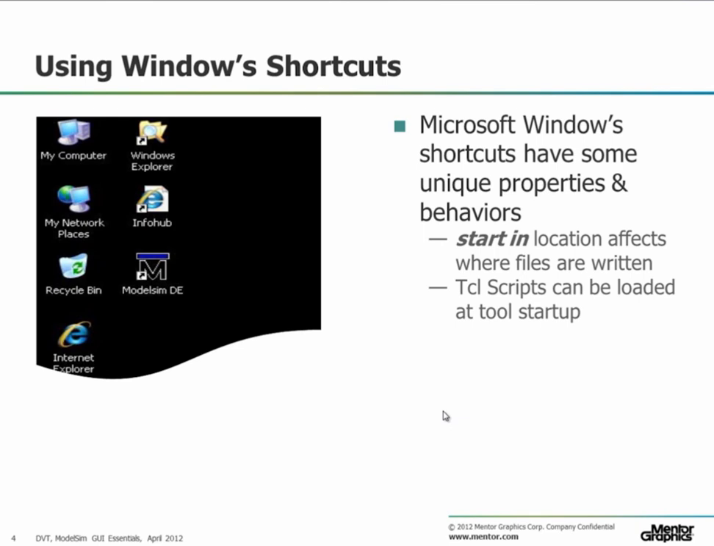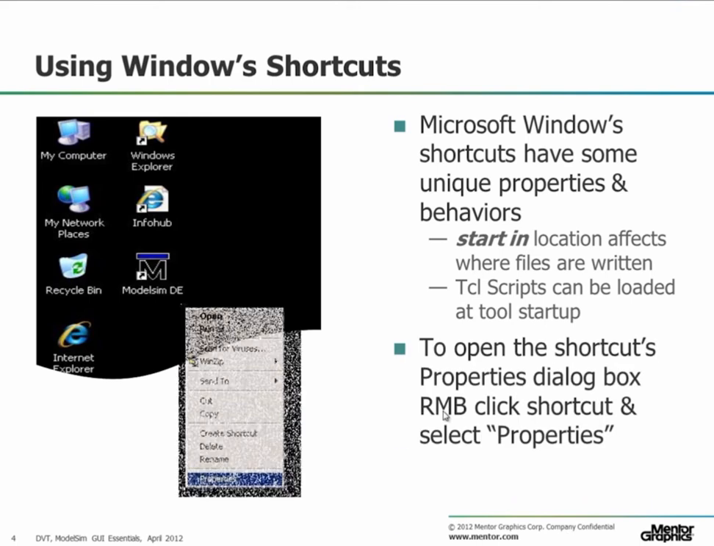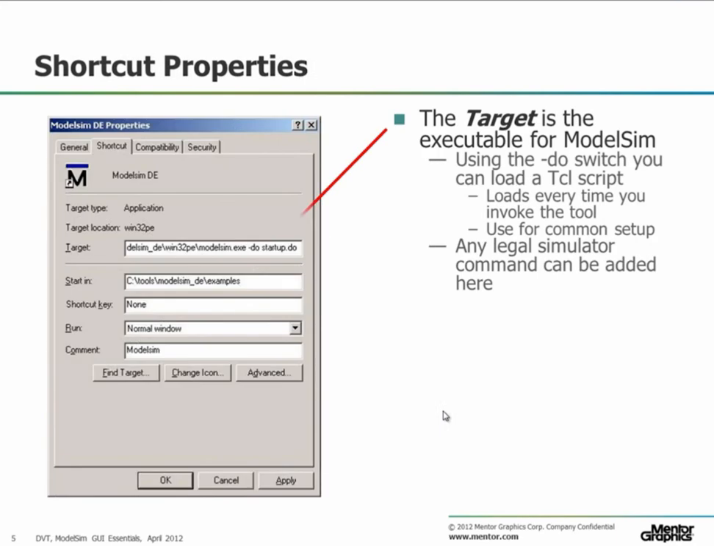Most people are using it in a Windows environment, and one of the things I always used to get annoyed with is that every time I started ModelSim, I had to go change directory to my project directory. So I create a shortcut on my desktop, then I right-click on it and open the properties, and there I can modify it and say, okay, when you launch ModelSim, automatically run this startup script. So that's one option.